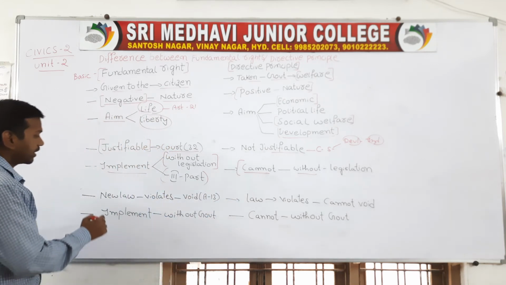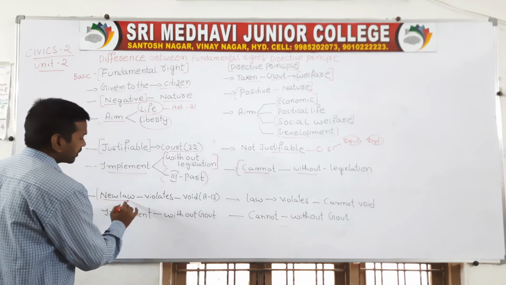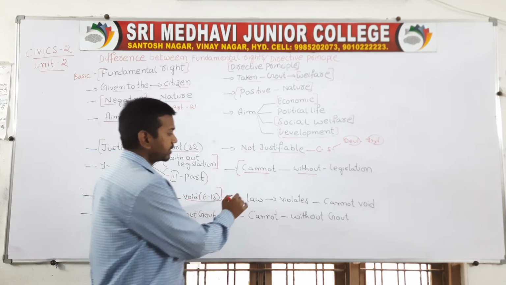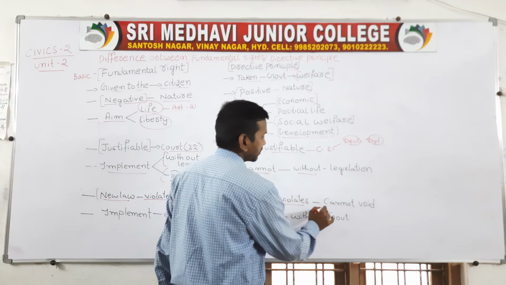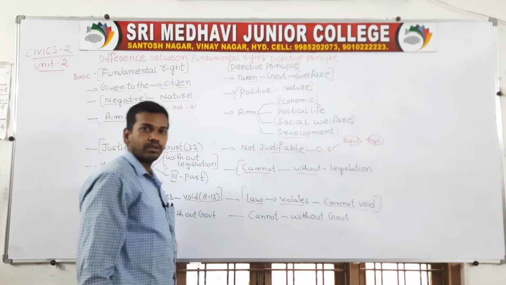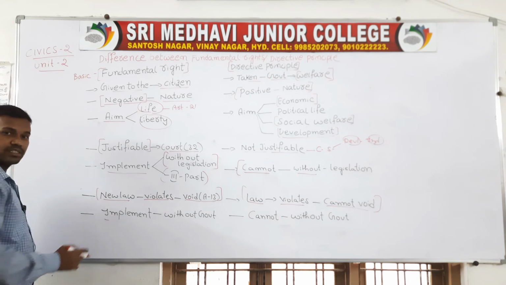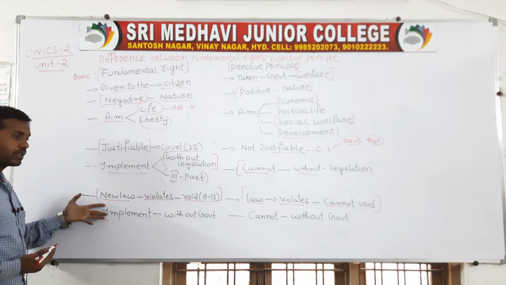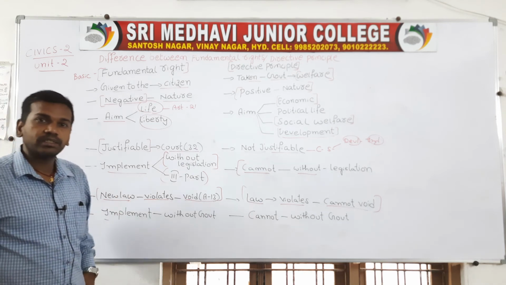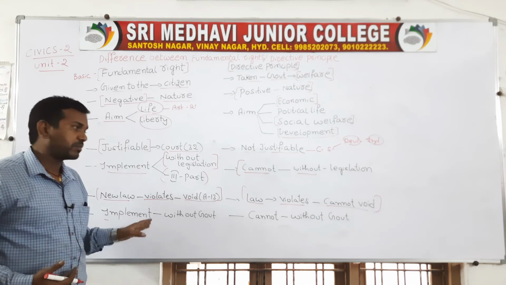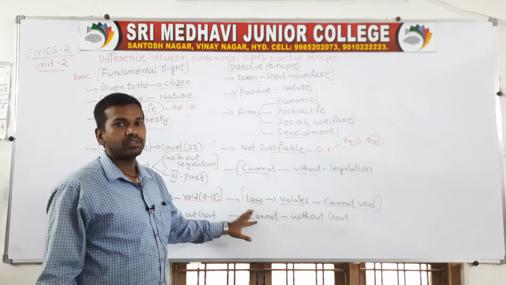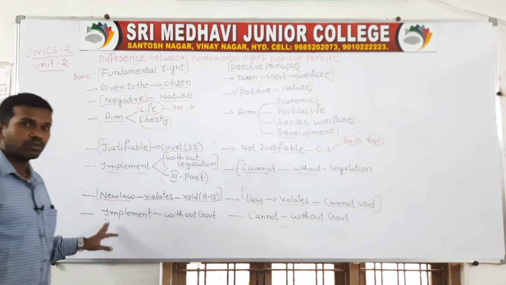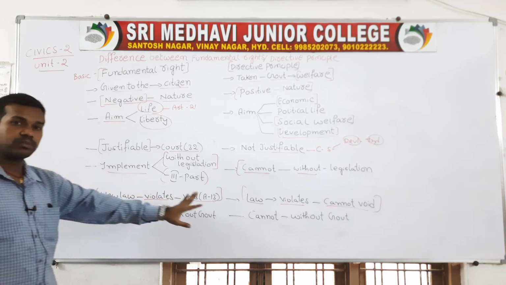This is one point. Next, whenever new laws violate the fundamental rights, they become illegal and void. Whenever laws violate the directive principles, that cannot be considered void. Next, fundamental rights can be implemented without passing a bill in the legislature or even without the government. Without the control of government, fundamental rights can be implemented. But for directive principles, if you want to implement the policy, then the role of government is very, very important. When implementing fundamental rights, the role of government is not compulsory, but in directive principles the role of government is very, very important.